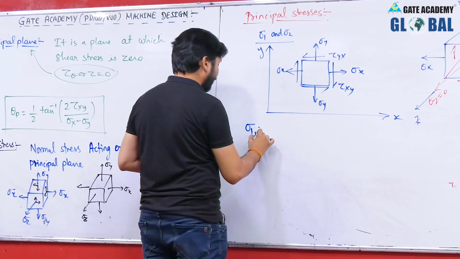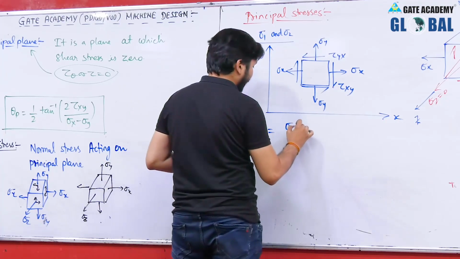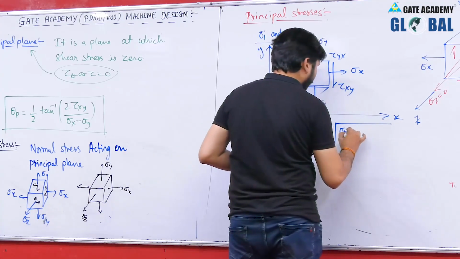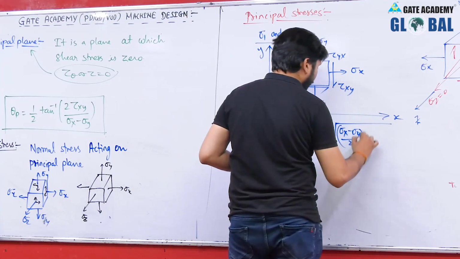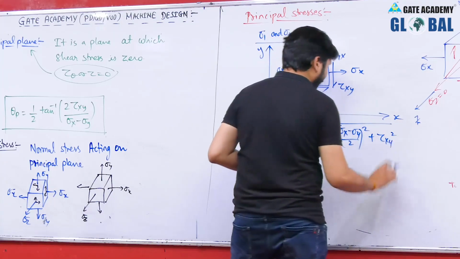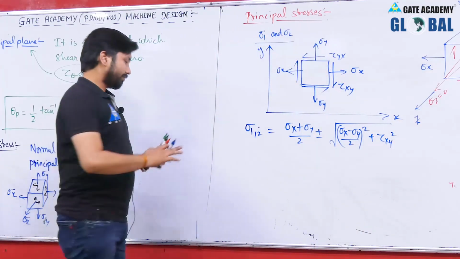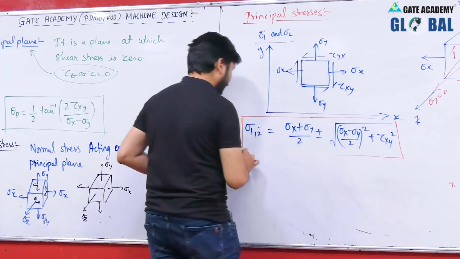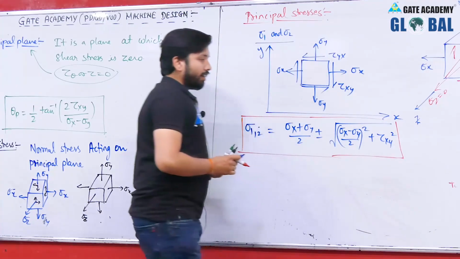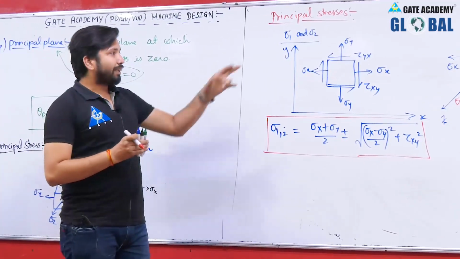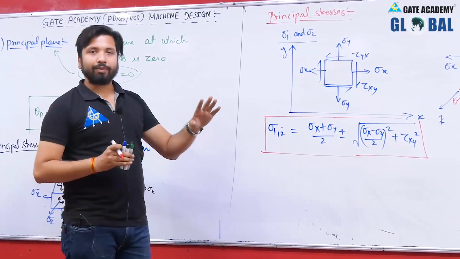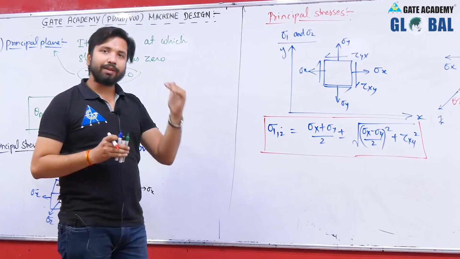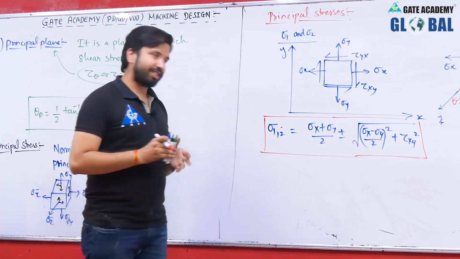So, sigma 1 and sigma 2 can be written as (sigma x plus sigma y) by 2 plus minus root over ((sigma x minus sigma y) by 2) whole square plus tau xy square. This will be the principal stress. And associated to the 3 planes, that is xy, yz and zx plane, there will be 3 principal stresses, sigma 1, sigma 2 and sigma 3. So, 3 mutually perpendicular principal stresses will be there.